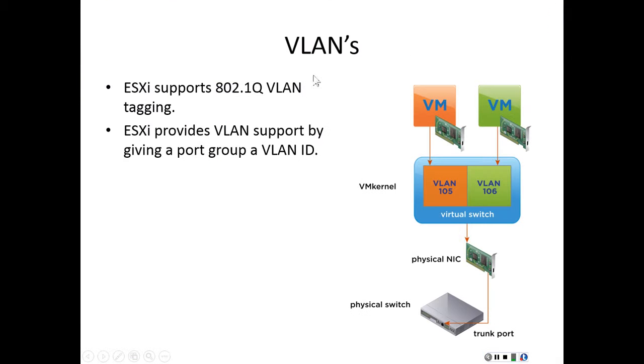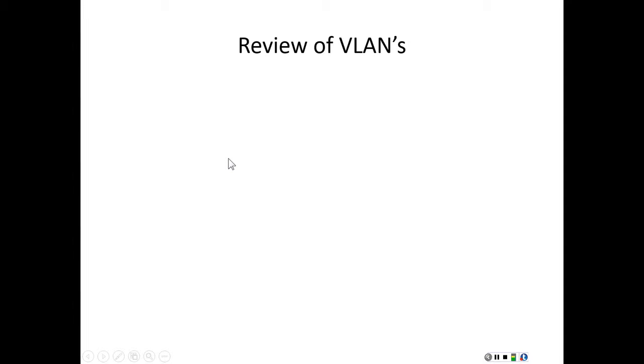Now let's discuss VLANs, virtual local area networks. ESXi supports 802.1q VLAN tagging, and ESXi supports virtual LANs by allowing us to assign a VLAN ID to a port group. But let's do a brief review of VLANs.